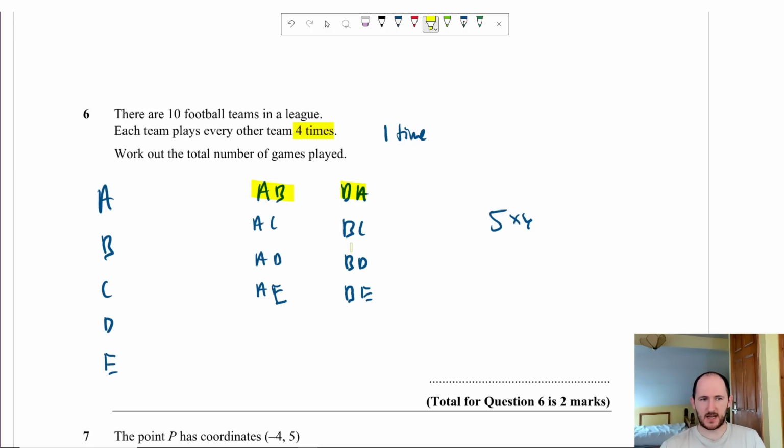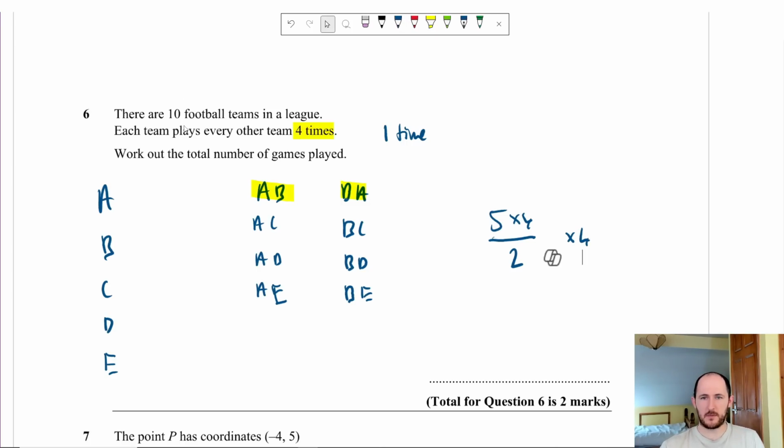Now, there are 2 ways to work this out in terms of not counting the same one twice. The first one is you could just divide the answer by 2. That just happens to work. Or if you really want, you could do 5 times 4 for A, plus 5 times 3 for B, plus C, and then so on. But that's kind of long. And then because they play each other 4 times, we would times our overall answer by 4 again.